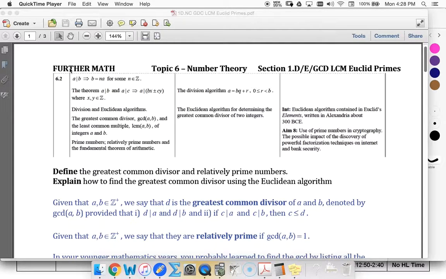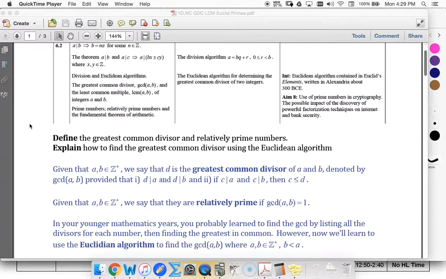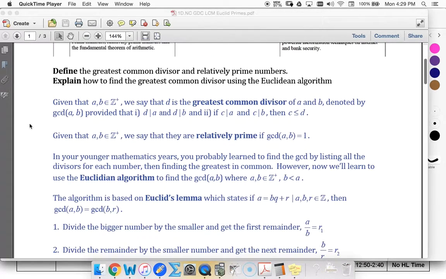All right, with this set of notes, we're back into topic 6.2, and we're going to be looking at the division and Euclidean algorithms. We're also going to look at GCD and LCM, greatest common divisor, least common multiple, and we're going to look at relatively prime numbers as well. So I'm going to start with some definitions. These are already typed up, so I'm not going to rewrite them by hand.